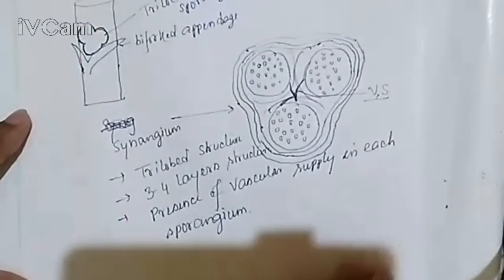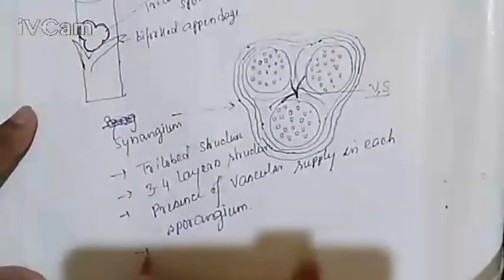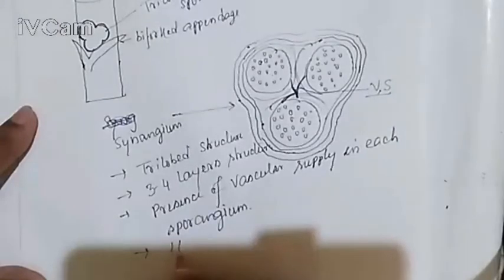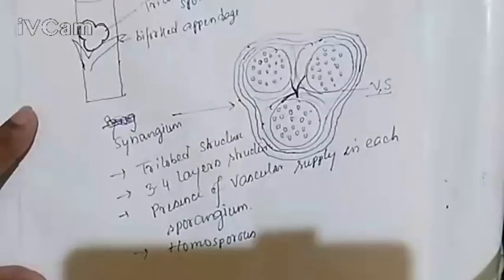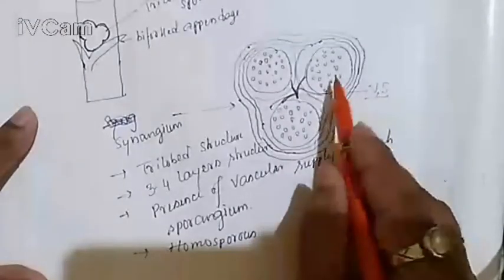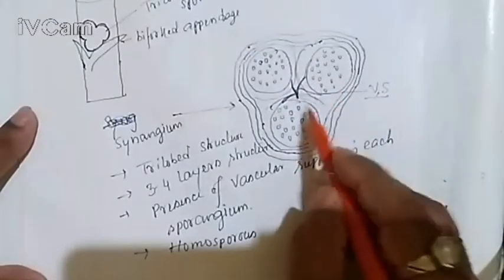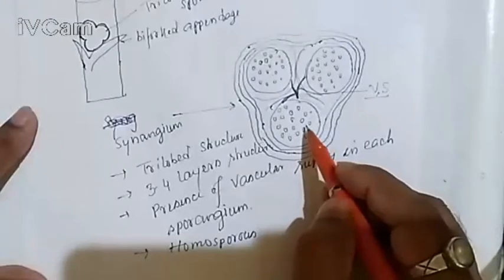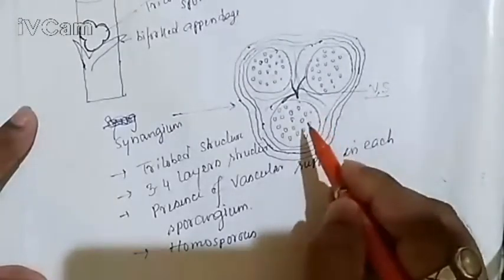And the nature of the spores, I told you last time, is the homosporous situation. If you look, all the spores are the same size and the same shape. So this is the homosporous situation. This homosporous situation is present in each sporangium separately.